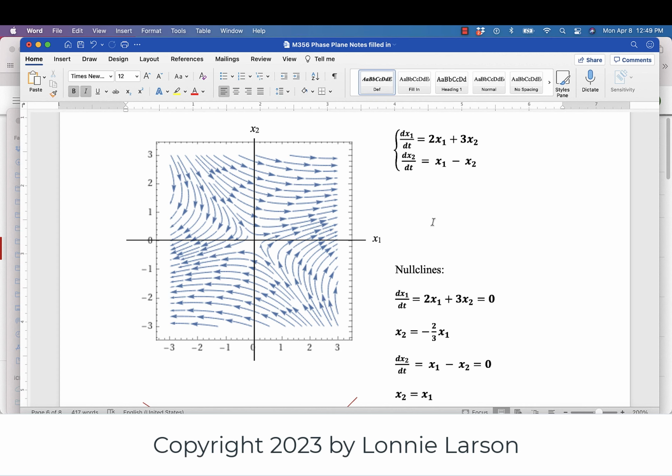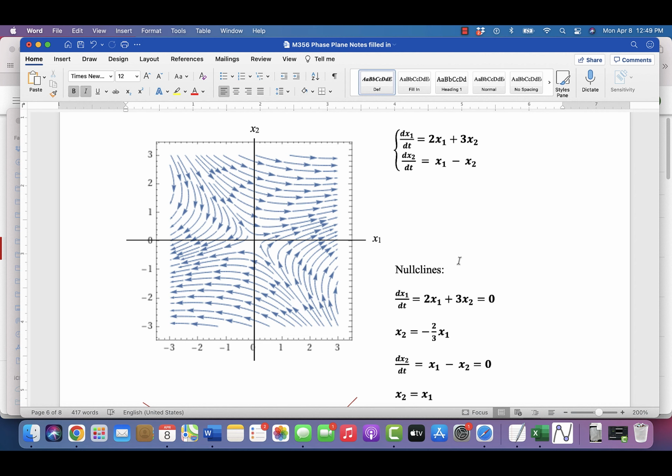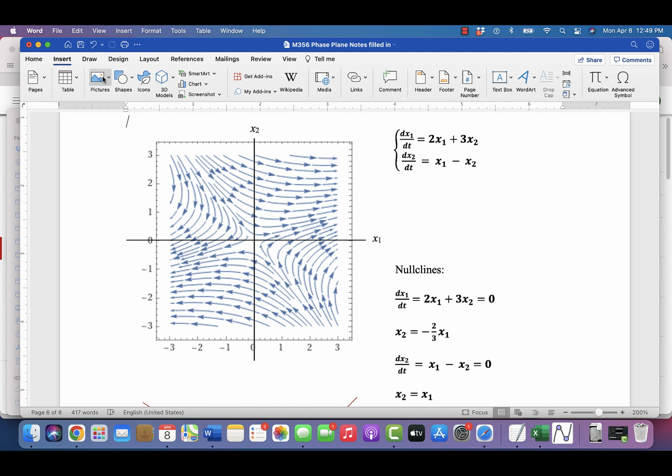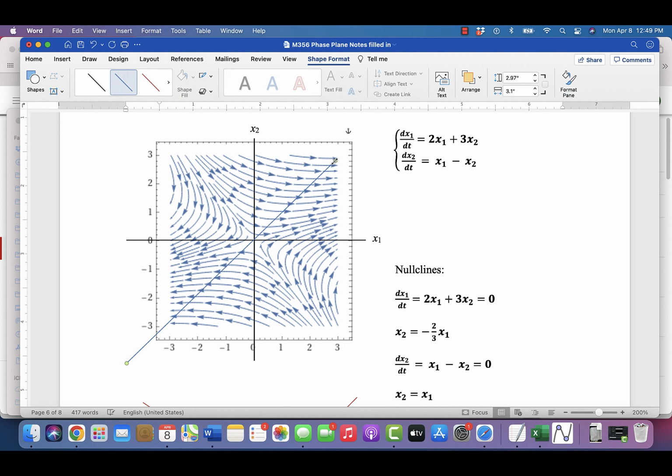Here's how I put the null-clines in. I'm going to start with the easier one, the one where x2 equals x1. That is a line that goes through the origin with slope 1. And since the slope is 1, it's going to go from corner to corner of our graph. So I'll do insert, shape, line, and draw a line going from corner to corner.